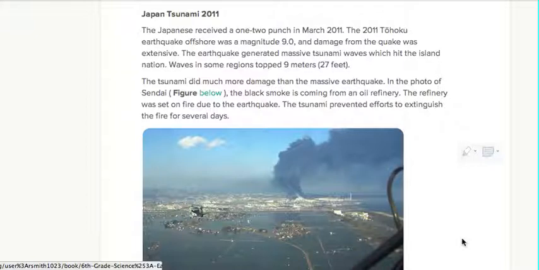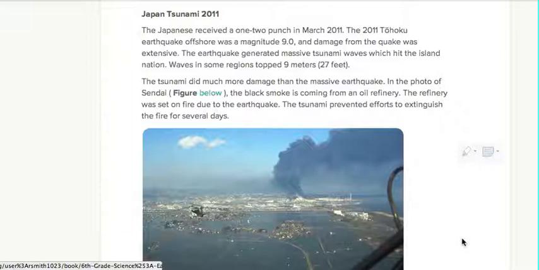The Japanese tsunami of 2011. The Japanese received a 1-2 punch in March 2011. The 2011 Tohoku earthquake offshore was a magnitude 9.0, and damage from the quake was extensive. The earthquake generated massive tsunami waves, which hit the island nation. Waves in some regions topped 9 meters, or 27 feet. The tsunami did much more damage than the massive earthquake.